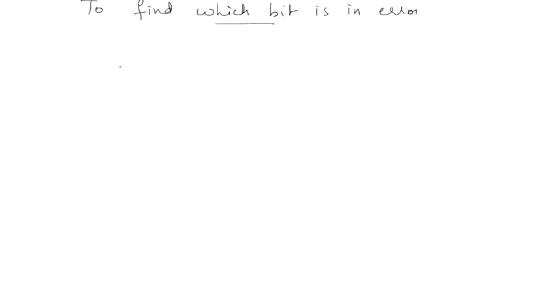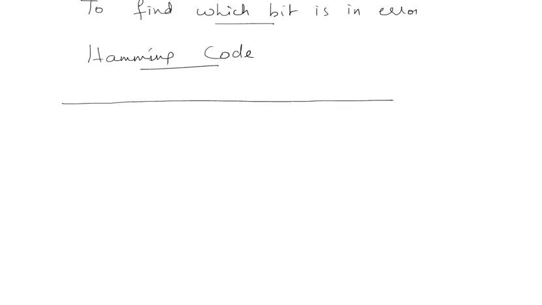So this is possible by using a Hamming code. Hamming code can be used to find the exact position of the error in the entire data bit. So here we need to write the bits in this order.